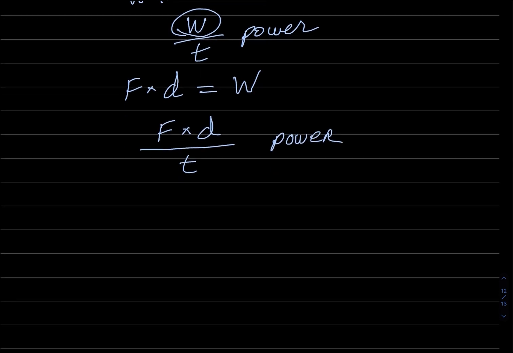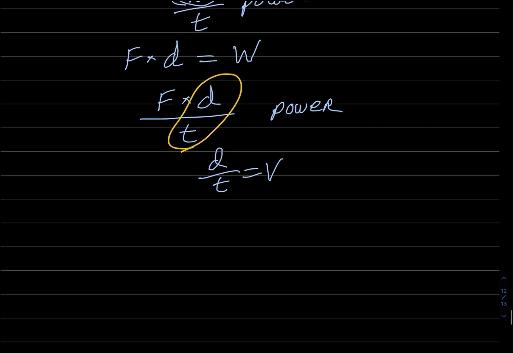Well, distance over time is velocity. So let's rewrite it again. Let's say we have velocity for this. So we will say, if you can deliver a certain force to something that's traveling with velocity v, you are developing a certain amount of power.